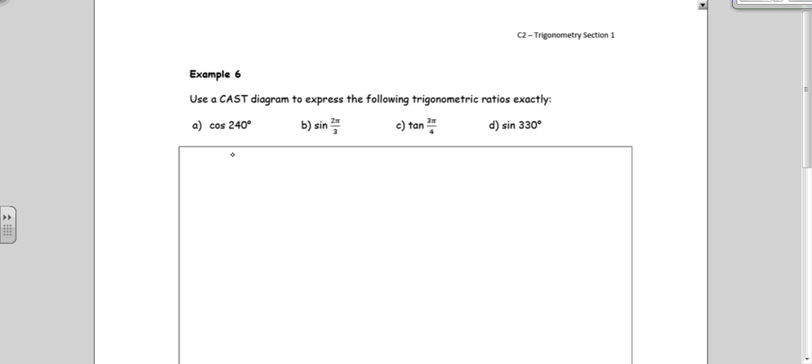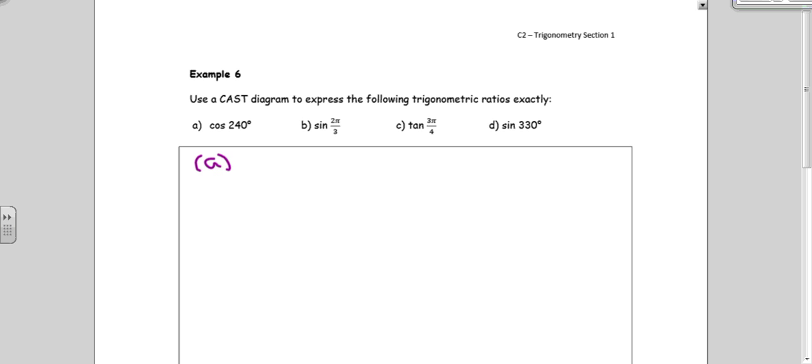C2, Trigonometry, Section 1, Example 6. So here we're going to be using the CAST diagram to express the following trigonometric ratios exactly. So we're going to be using the table on the previous page to try and find the values of each of these. So for A, we have cos of 240 degrees.